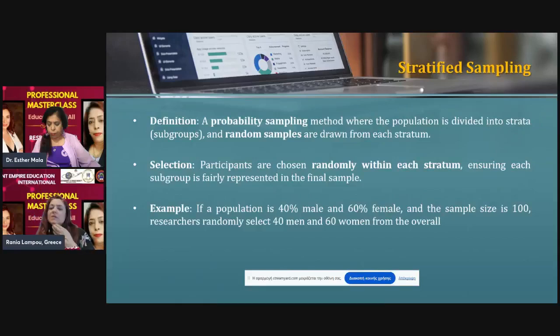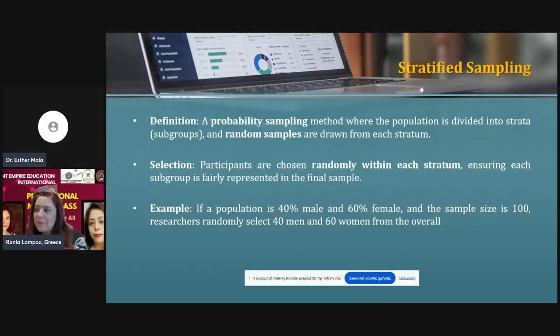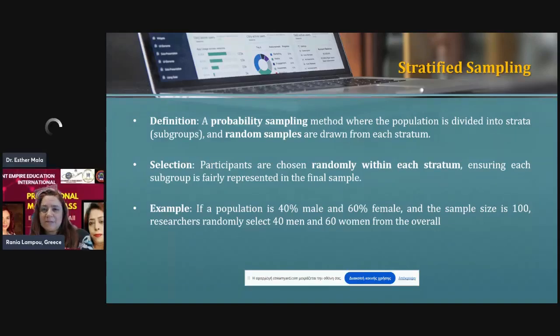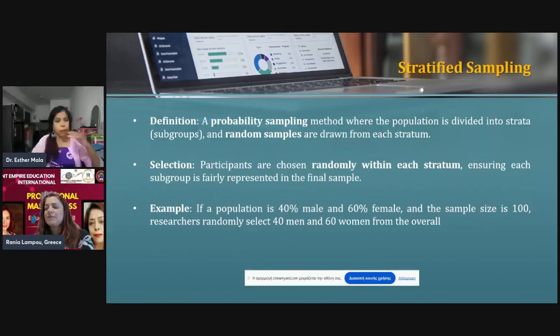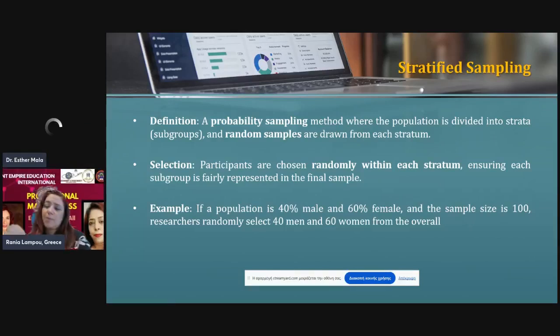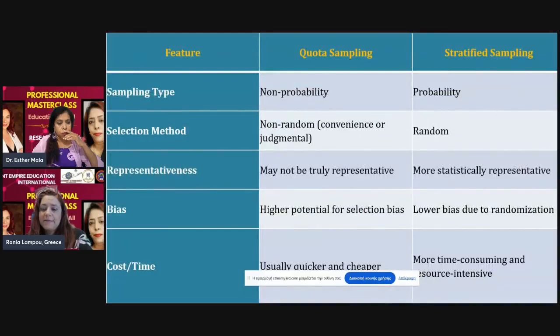What is the difference with stratified sampling? In stratified sampling, the population is divided into strata, subgroups, and random samples are drawn from each stratum. This is the difference. Here, participants are chosen randomly within each stratum, ensuring that each subgroup is fairly represented in the final sample. So if, for example, a population is 40% male and 60% female, and the sample size is 100, researchers randomly select 40 men and 60 women from the overall population. And here is the comparison.